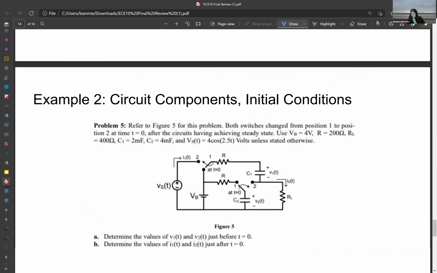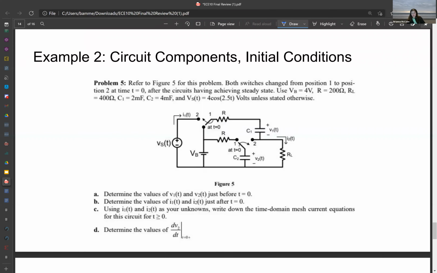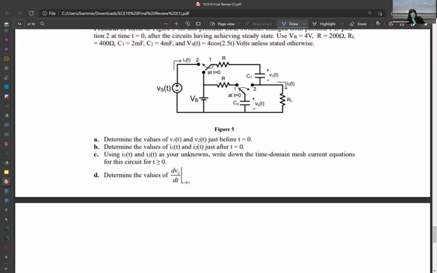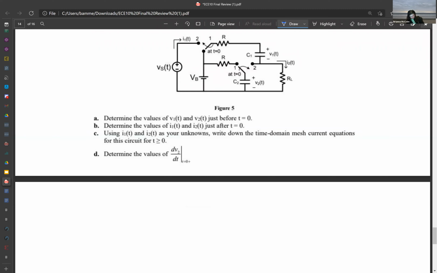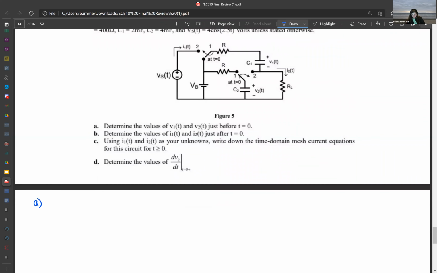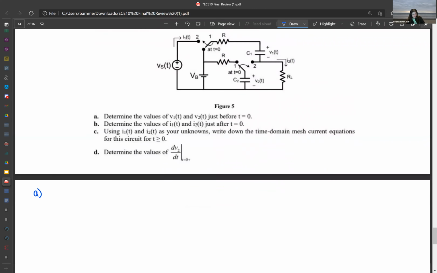So now for our next example, this was taken directly from a previous exam of this class. I'm just going to go ahead and walk through it since we're running a little short on time. For part A, we're trying to find V1 and V2 of t just before t equals 0. So I'm going to redraw the circuit with the switches in that orientation so that I don't have to pay attention to as many components.